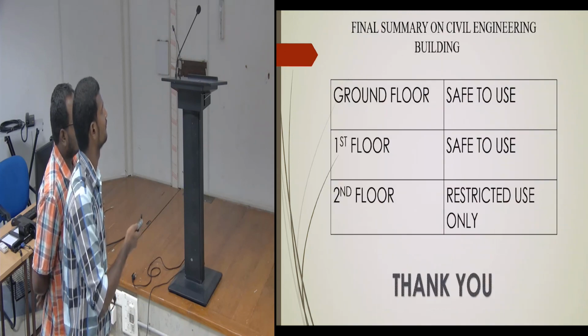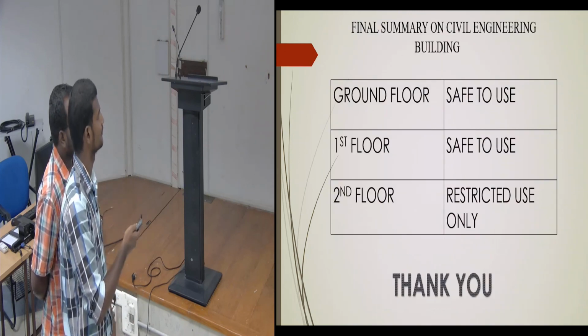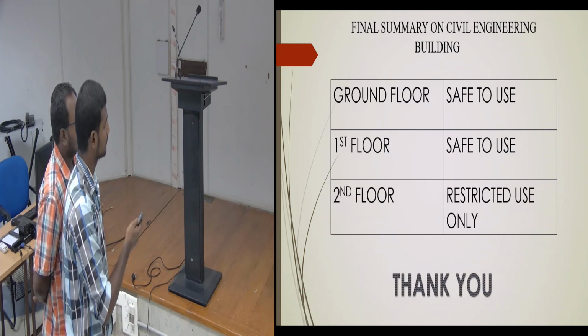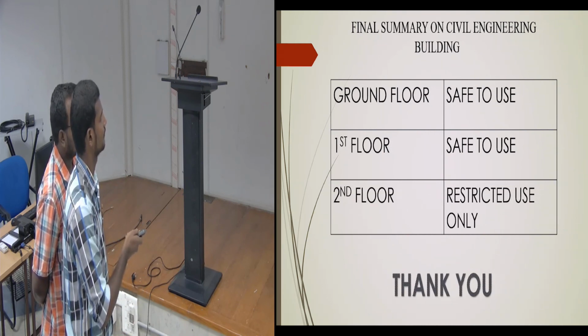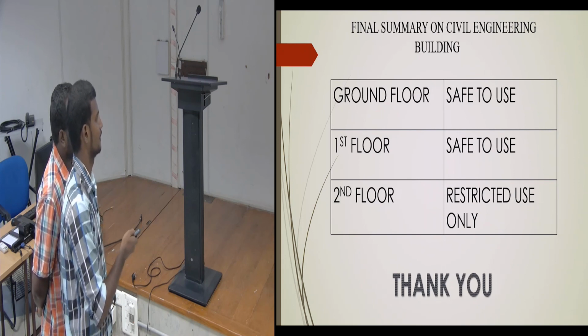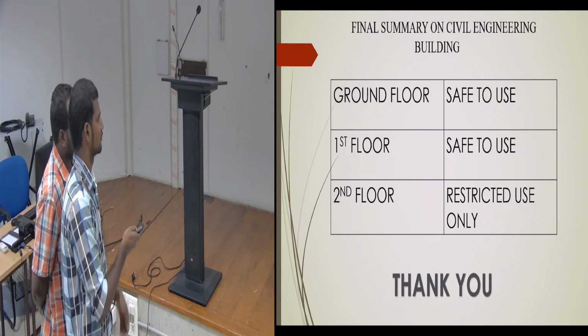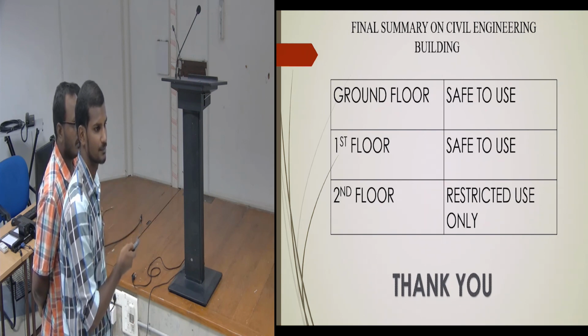So from the final summary of this civil engineering building, we come to the conclusion that the ground floor is safe to use from our observation. The first floor is also safe to use, but the second floor, this part should be restricted use only.